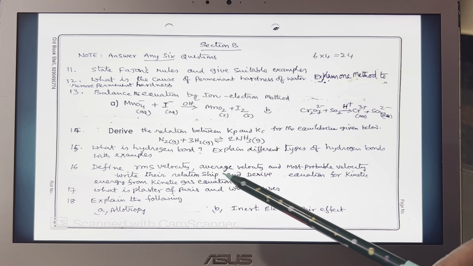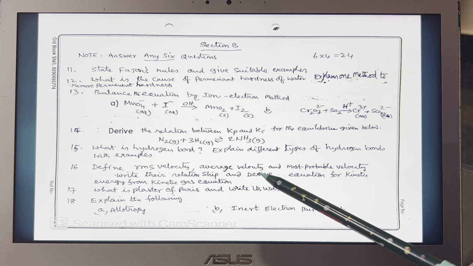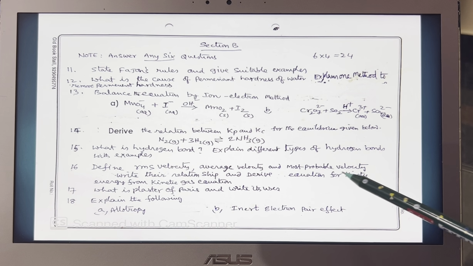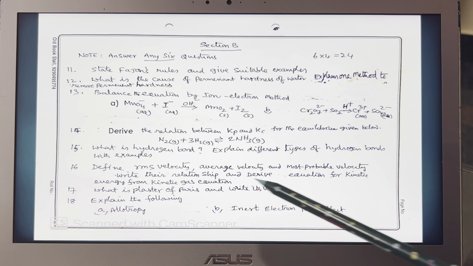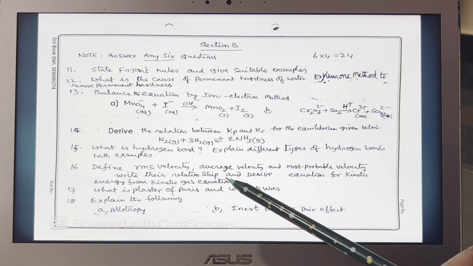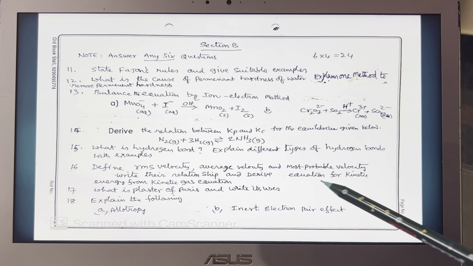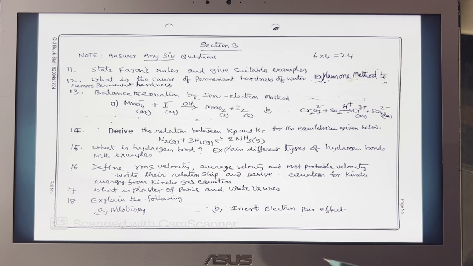Define RMS velocity, that is C RMS, average velocity C bar, most probable velocity Cp, and what is the relationship between these three? You have to write and derive equation for kinetic energy from kinetic gas equation.